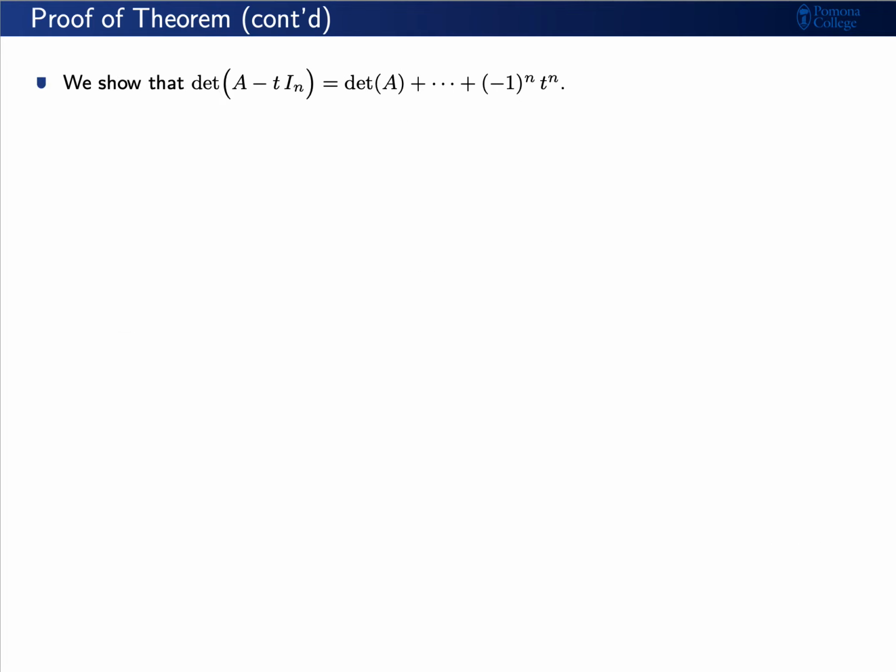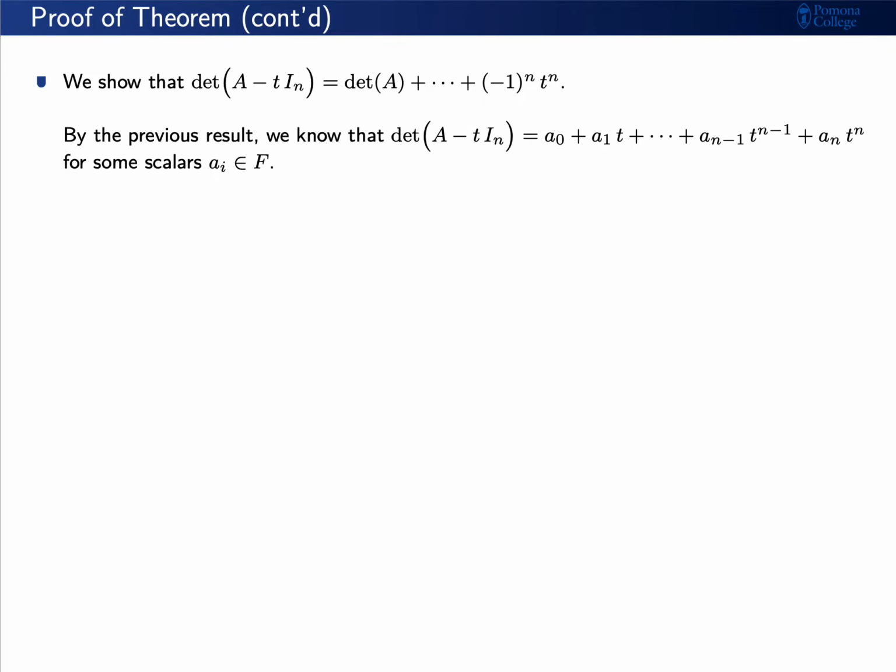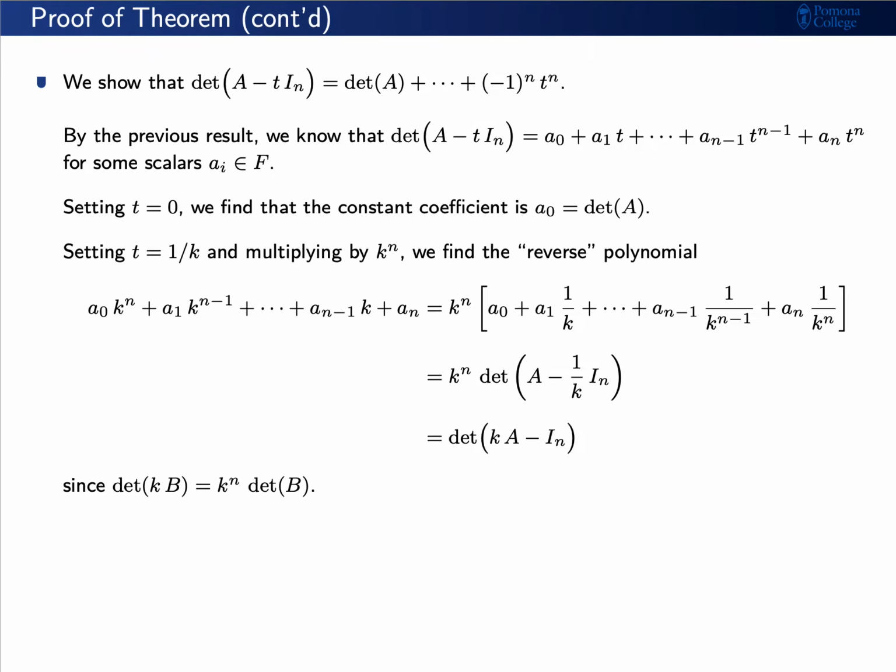Finally, we show that our polynomial f of t must be in the form that you see here, that it has a constant term, which is the determinant of A, plus all the way through a leading term, t to the n, that has some coefficient, (-1) to the n. From our previous result, we know that our f of t must be a polynomial of degree at most n. Setting t equal to 0, we do see that the constant term, a0, is the determinant of A.